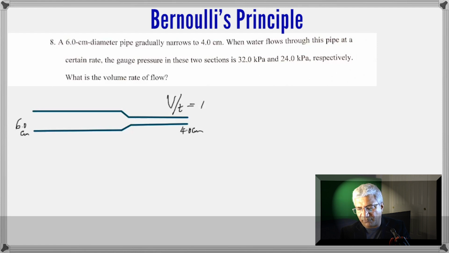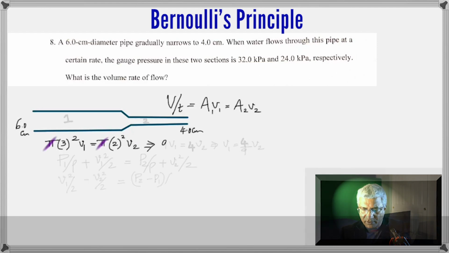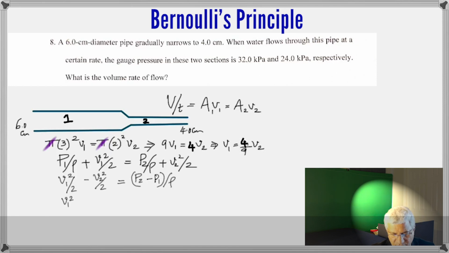And we know that the volume flowing by the time is A1 V1 or A2 V2. All right, pi times 3 squared. I am keeping it in centimeters because if it's centimeters on both sides, it's okay. Be careful, all right? Rearranging, you get V1 squared by 2 minus V2 squared by 2. And do the math. I'm taking the 2 from here to the other side. So it becomes 2 times P2 minus P1 by rho.